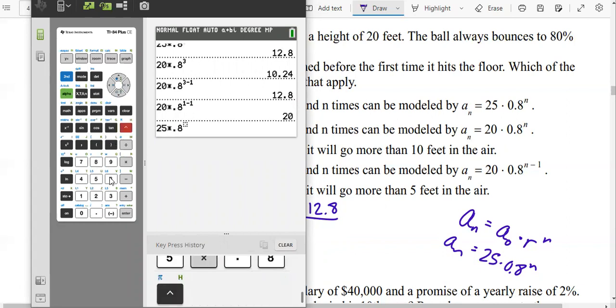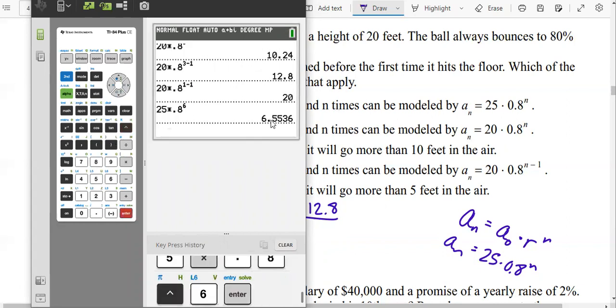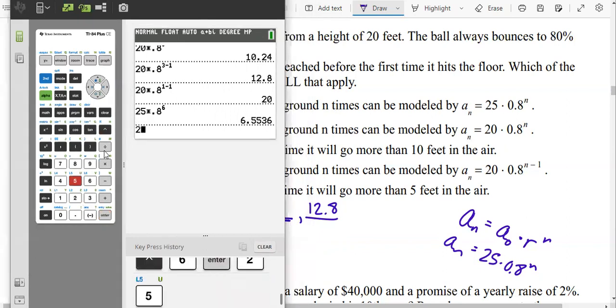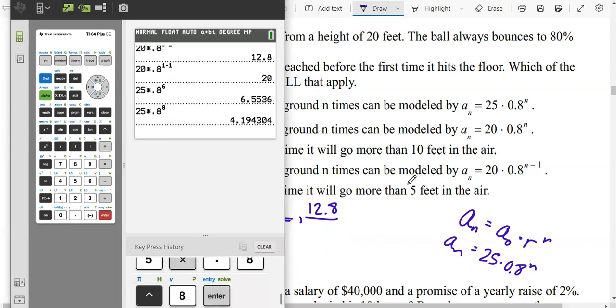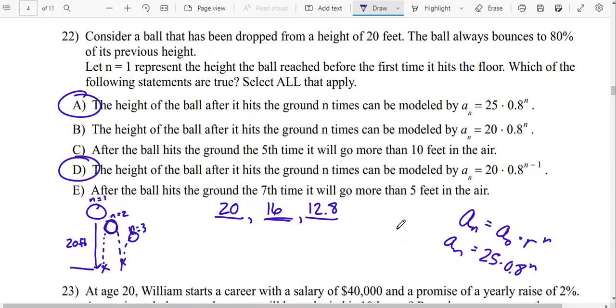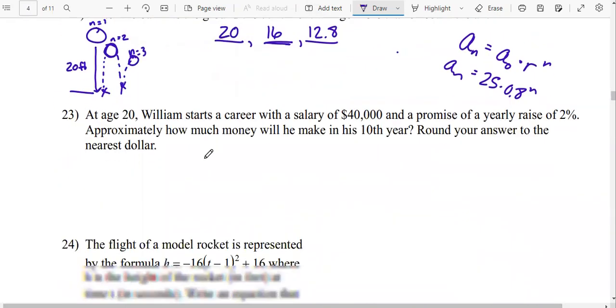I'm going to use A's equation because it's easy. Boom, it doesn't go anywhere near 10 feet in the air. Will it go more than 5 feet in the air on the 7th time? That would be term 8, 25 times 0.8. No, it doesn't go more than 5 feet in the air. So it's just A and D. That's all we've got.